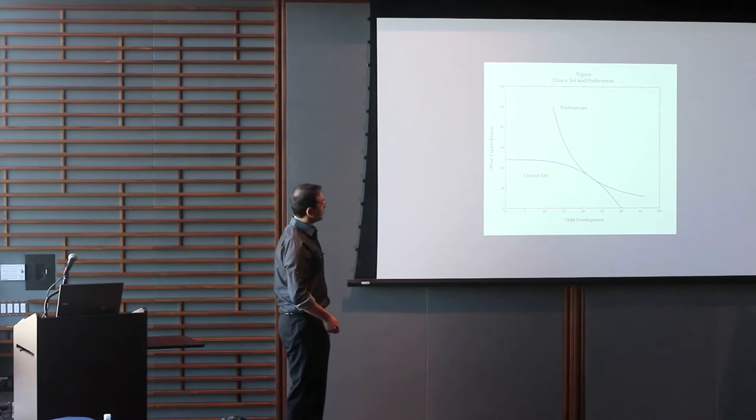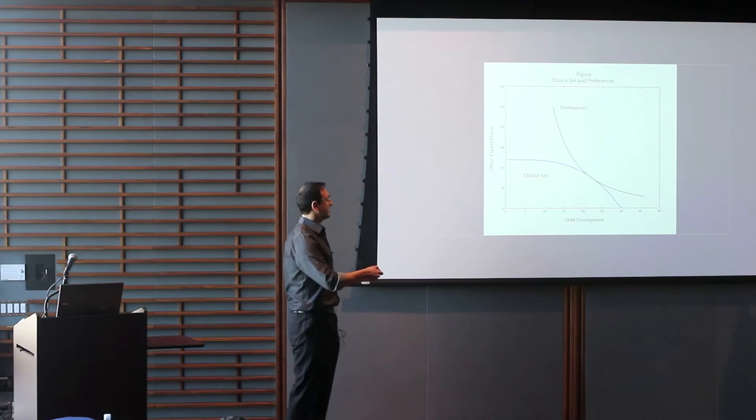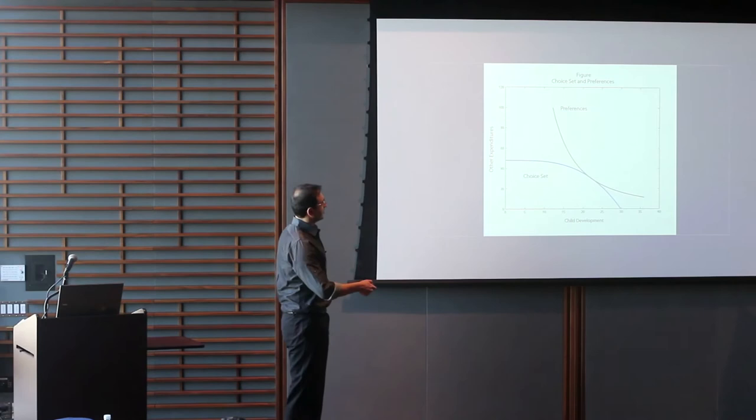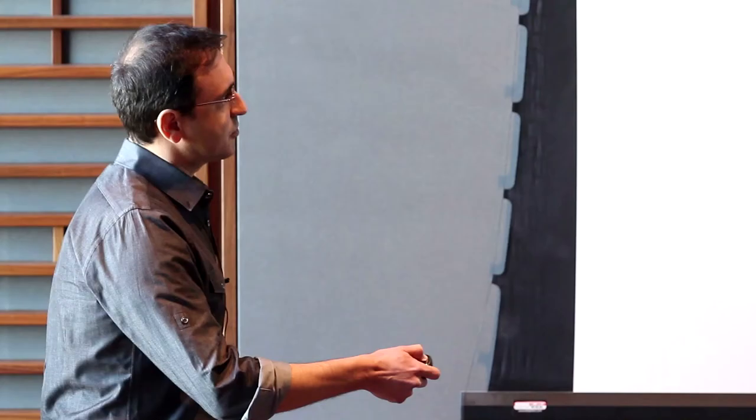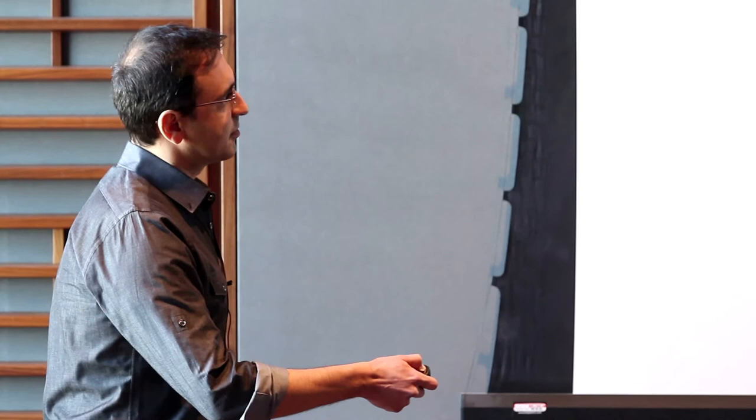So how do we think about this problem? Basically, we have a choice set, which is a combination of a budget constraint and a production function of human capital that determines how we can trade off child development with household other expenditures. And we have preferences that tell us how we're willing to do that. So current approaches are we're going to move these choice sets because of parental resources, or we're going to move these choice sets because different parents have different marginal productivities. Okay, so parents that are more productive, they're pushing this frontier out here. Parents that are less productive, they're pushing this frontier down here.